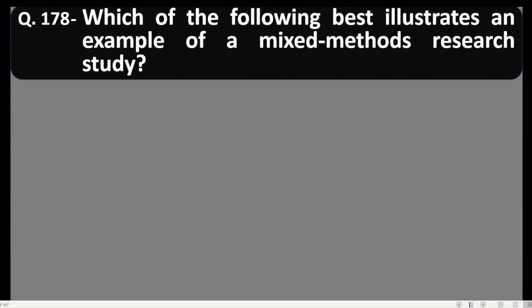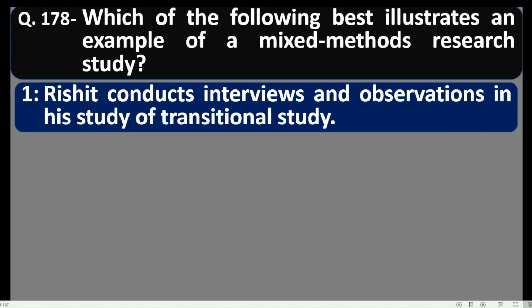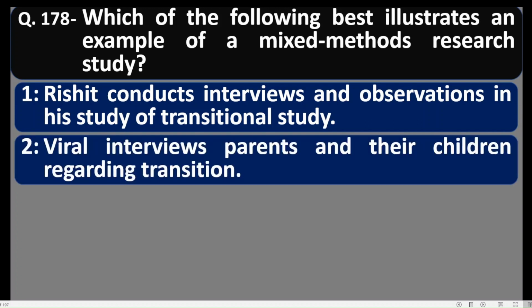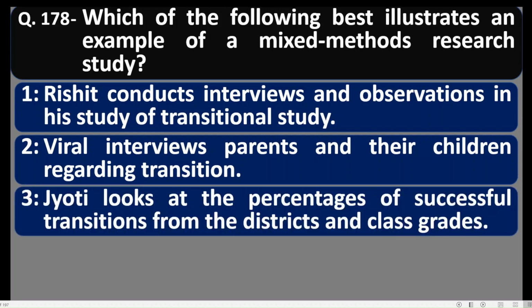Question 178. Which of the following best illustrates an example of mixed method of research study? Number 1 example is given. Researcher conducts interviews and observations in a study of transition. Here, in both the cases, qualitative data are obtained. Number 2, Viral interviews parents and their children regarding transition. Here only qualitative data are obtained.